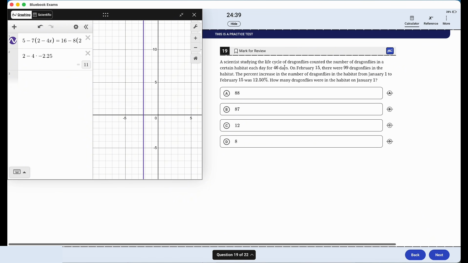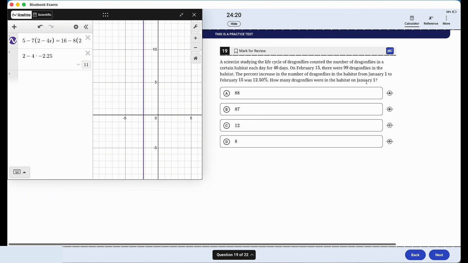Next one. Scientists studying the life cycle of dragonflies counted the number of dragonflies in a certain habitat for 46 days. On February 15th, there were 99 dragonflies. The percent increase of the number of dragonflies in the habitat from January 1st to February 15th was 12.50%. How many dragonflies were there on January 1st?